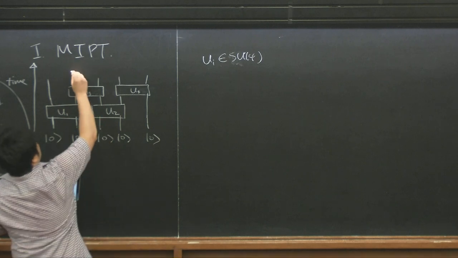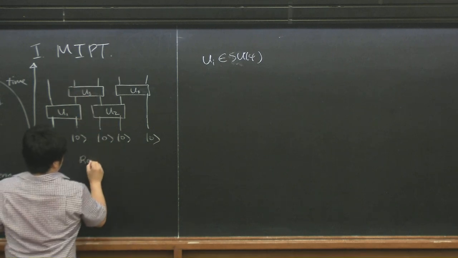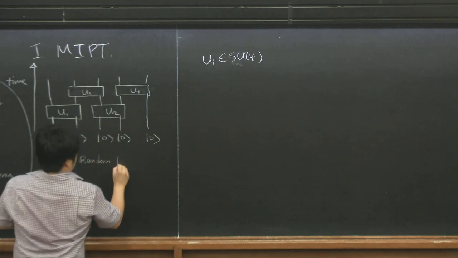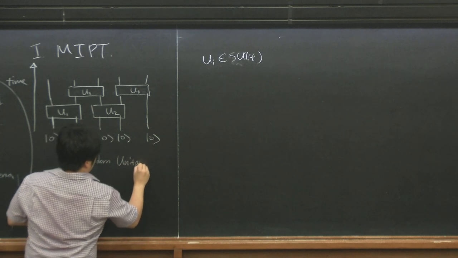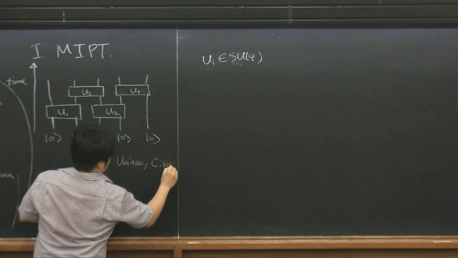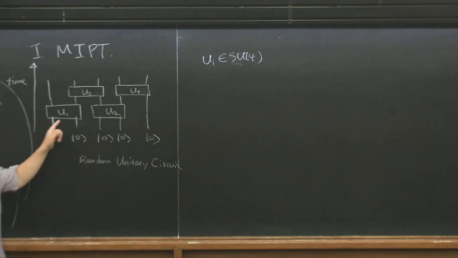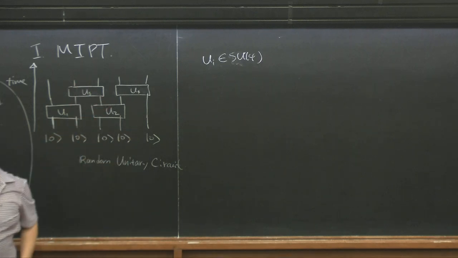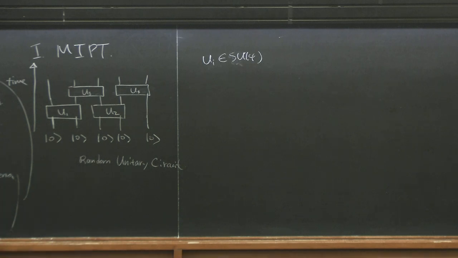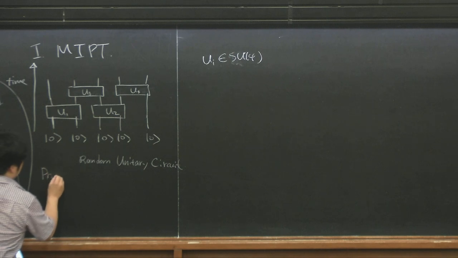Okay. Cool. So why do we care about this random? This is called a random unitary circuit. The name is very descriptive: random unitary, and it's a circuit, so it's a random unitary circuit. But why do we care about this object? And there are pros and cons.